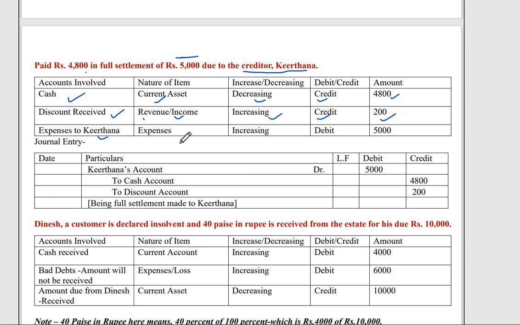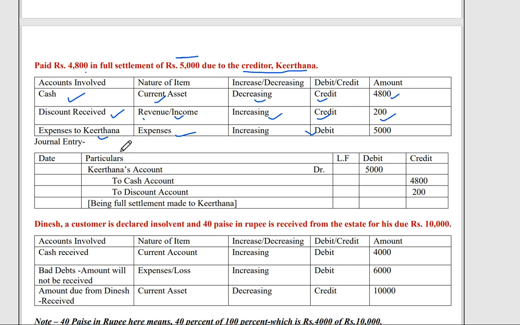Next, what is the expense to Keerthana? Overall expenses towards Keerthana are increasing, that is debit. So the overall expense which I had to pay to Keerthana was 5,000 rupees. Now I have paid 4,800 rupees in the form of cash, for which she gave a 200 rupees discount.